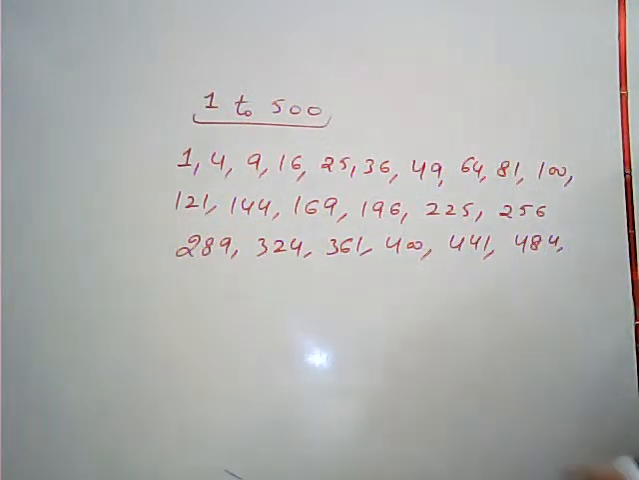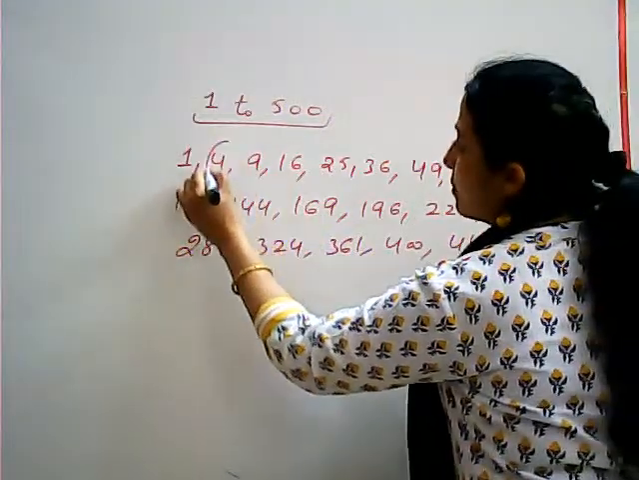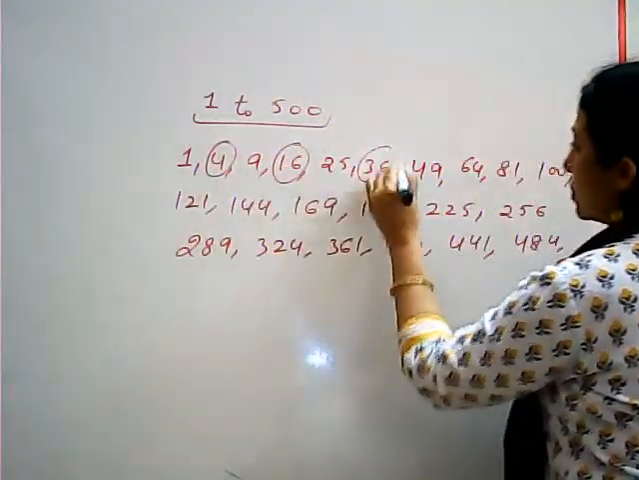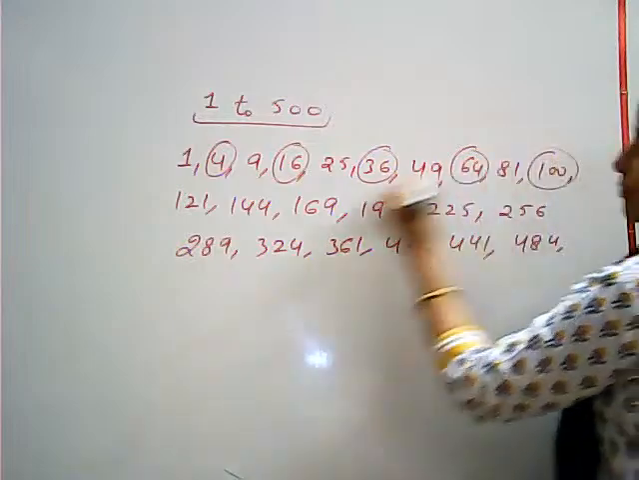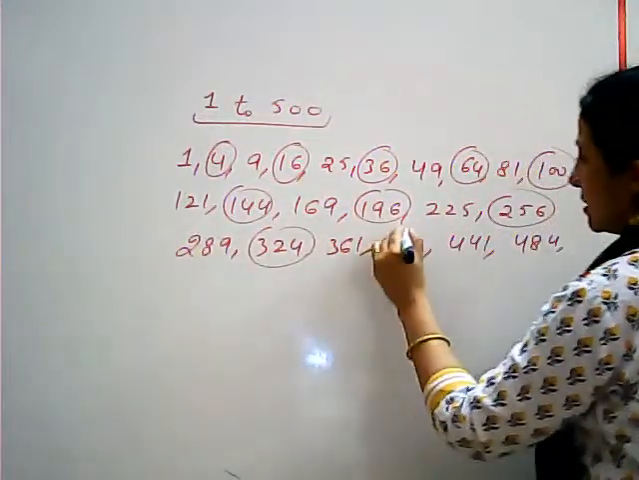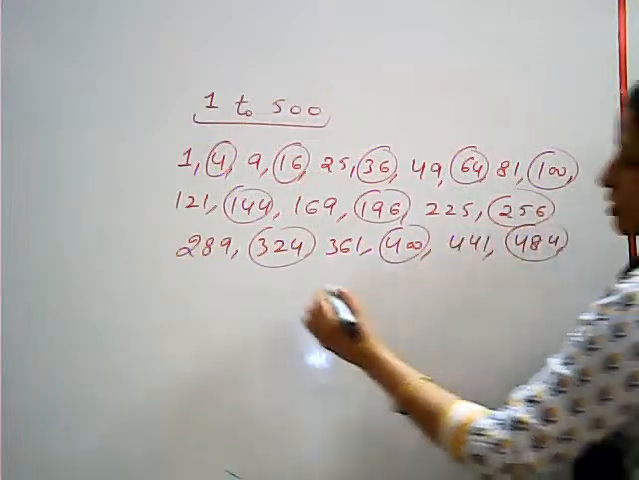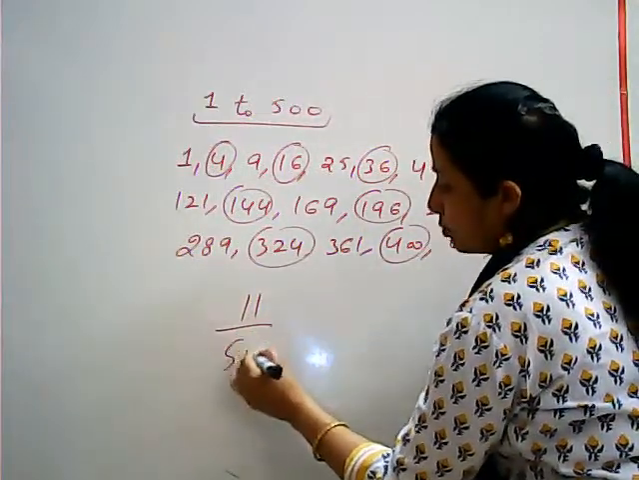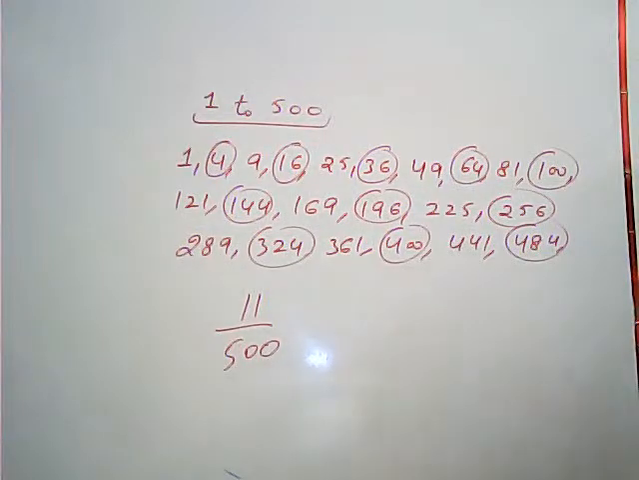All these numbers are here. Now you will have to choose the even numbers. 1, 2, 3, 4, 5, 6, 7, 8, 9, 10, 11. So हमारे पास 11 even है और total आउटकम कितना हो गया, 500. Okay, so this is the answer for the first one.